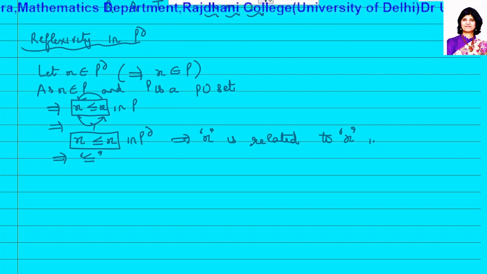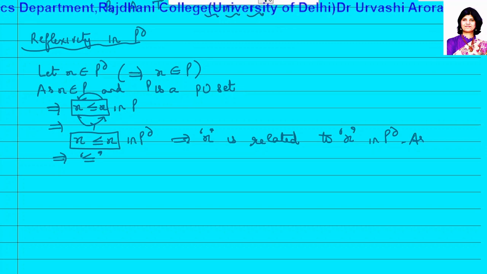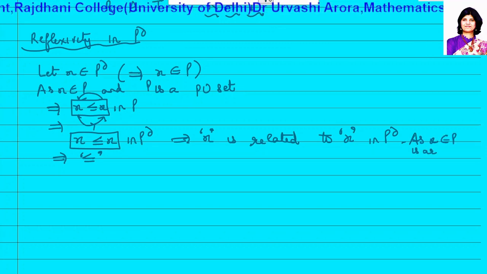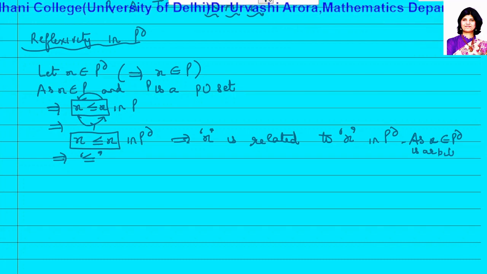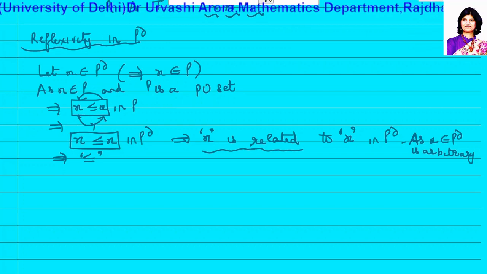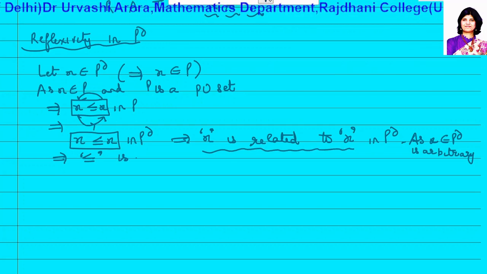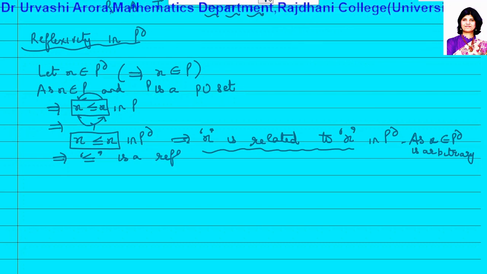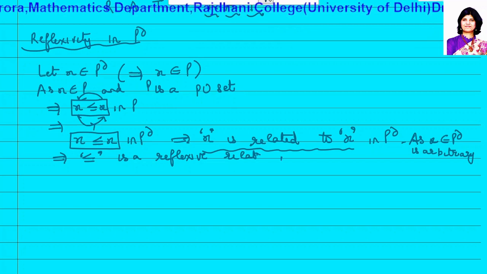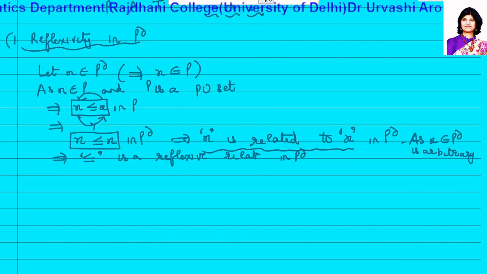Because x was any element belonging to P dual, this is arbitrary. This means that this particular line, that x is related to x, is true for any x belonging to P dual, which implies that less than or equal to is a reflexive relation in P dual, or we can say that reflexivity holds in P dual. So this is the first property that had to be shown.